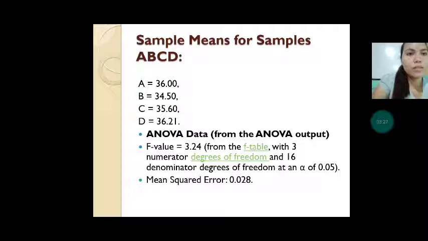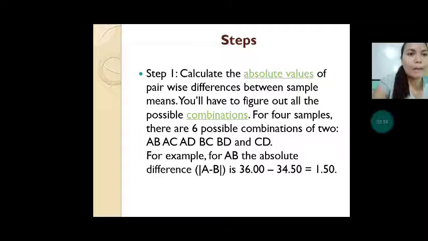So here it is, A, B, C, D. Sample means for the samples: A is equal to 36, B is 34.50, C is 35.60, D is 36.21. So ANOVA data from the ANOVA output: the F value is equal to 3.24, and the mean squared error is 0.028. So here's the step.